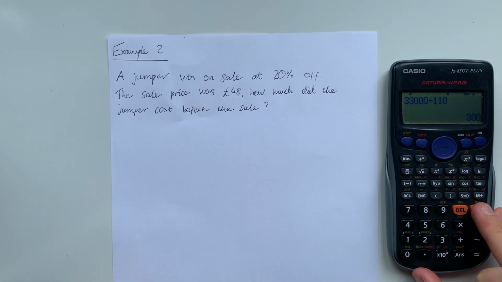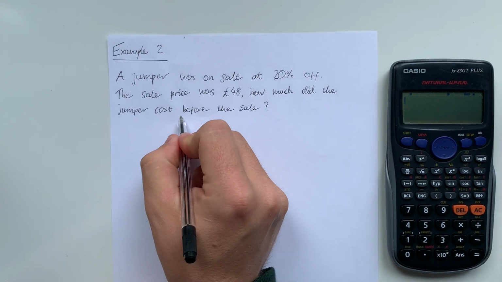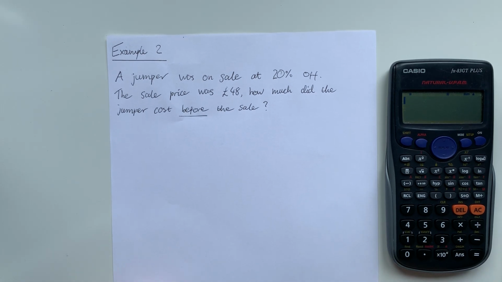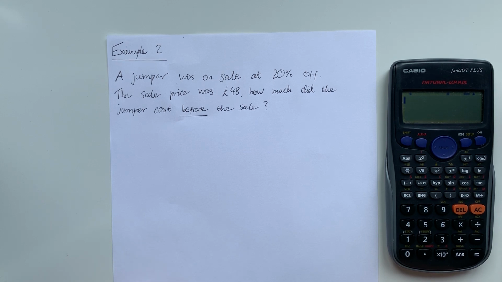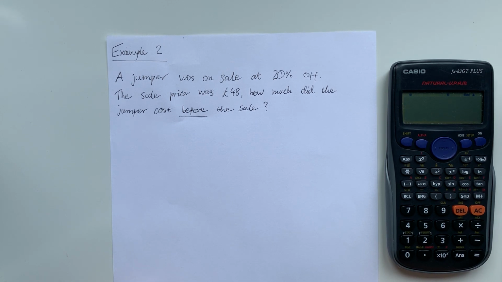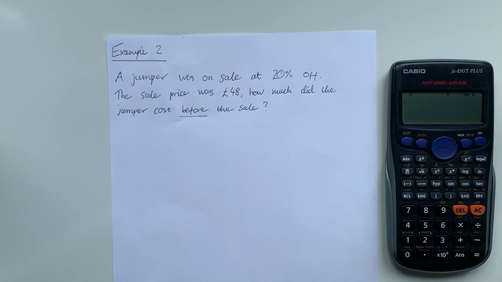Another common real life type scenario, and let's see if we can work it out. So we've got a jumper was on sale at 20% off. The sale price was £48. How much did the jumper cost before the sale? I should have highlighted that before as well, because we're working backwards. Okay, so a jumper was on sale at 20% off, and we know the sale price. So this is a good type of question, because sometimes whenever you're in a shop, as good mathematicians, if you're looking at different deals, you should be working out, is that really a good deal or not? Is this a good sale? How much did it cost before the sale?